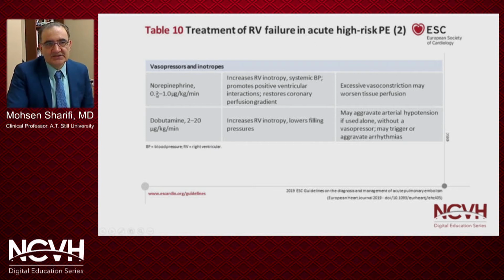In the guidelines, the starting dose for norepinephrine is 0.2 microgram per kilogram per minute, which can further be increased to 1 microgram per kilogram per minute. Dobutamine is started at 2 micrograms per kilogram per minute and can be increased to 20 micrograms per kilogram per minute.